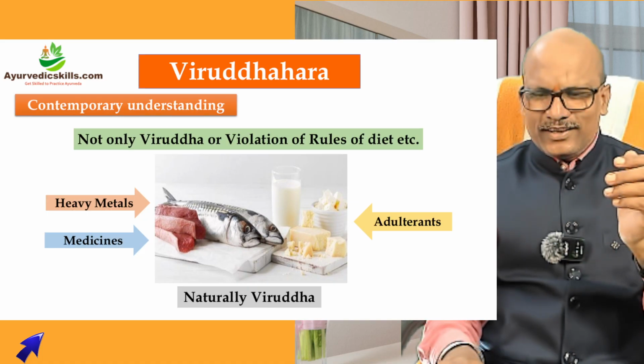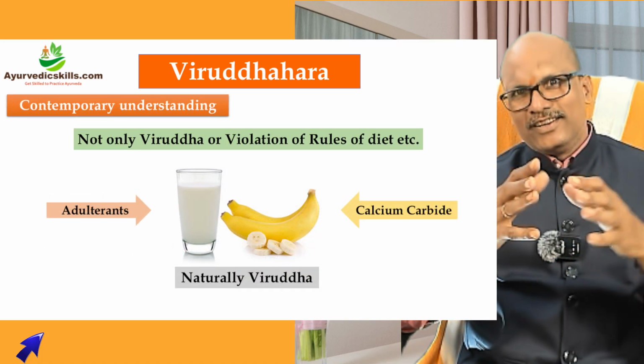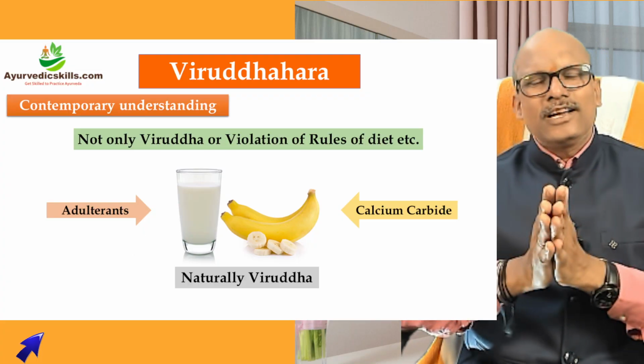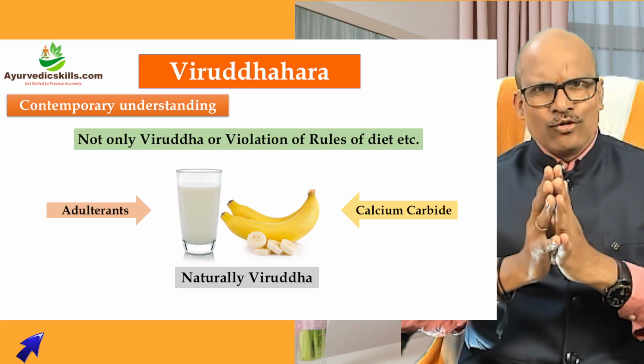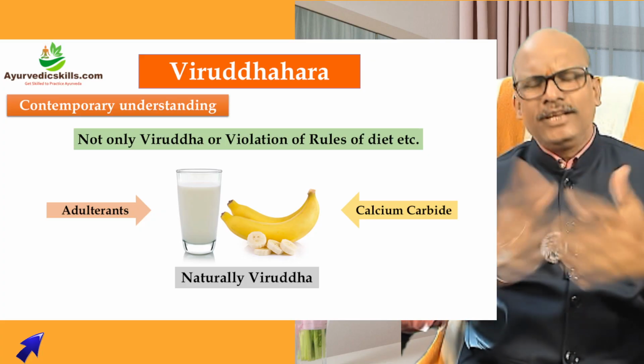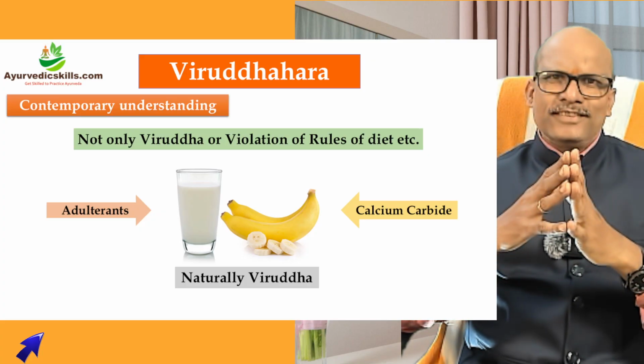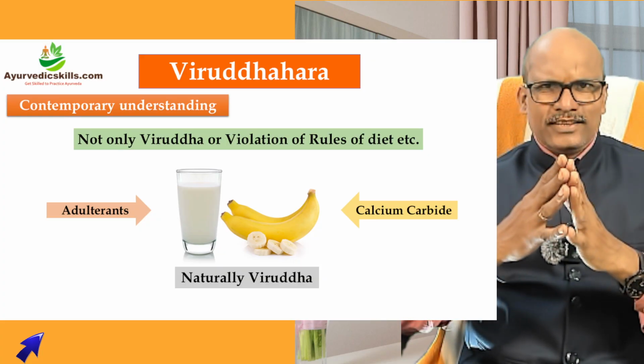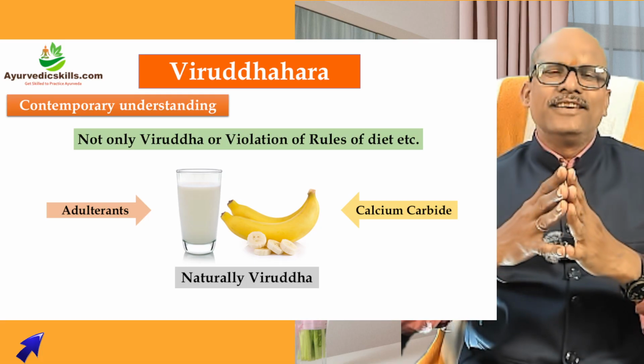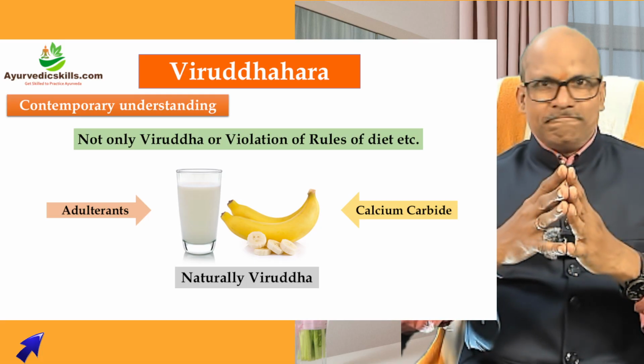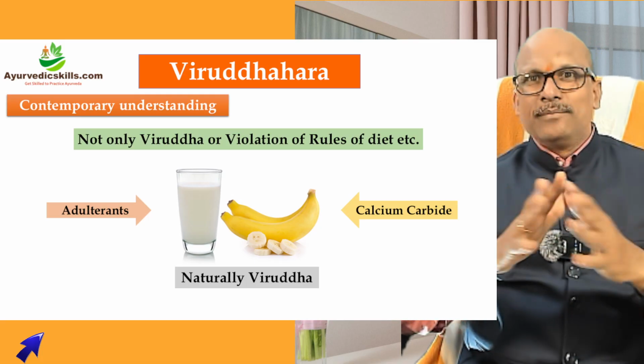Is it the same? Consider fruit and milk. The commonest is banana and milk. As I told, milk comes with adulterants. So many samples have been studied by many national government agencies. FSSAI says that more than 70% of milk in India is adulterated. Not by water only. Many other chemicals are there.